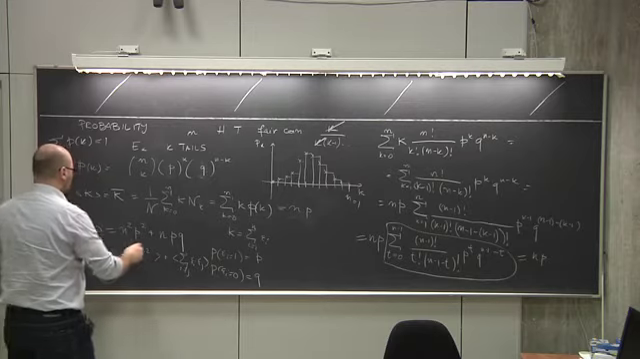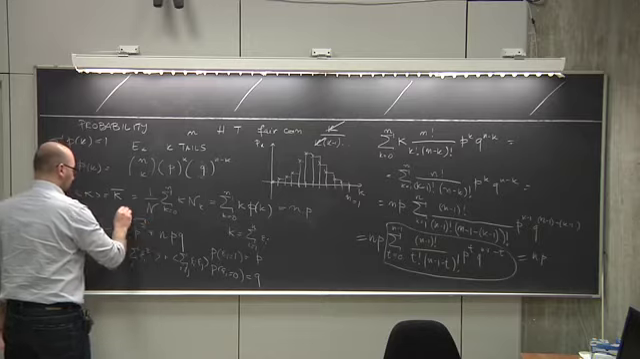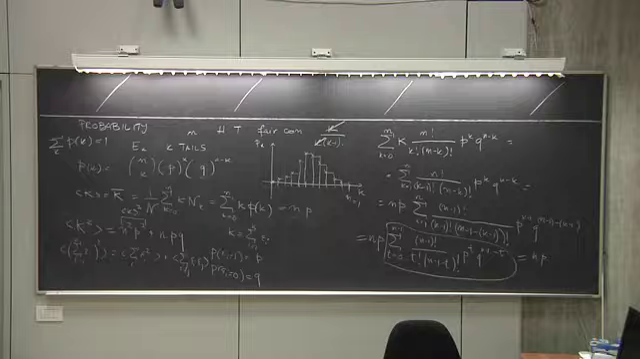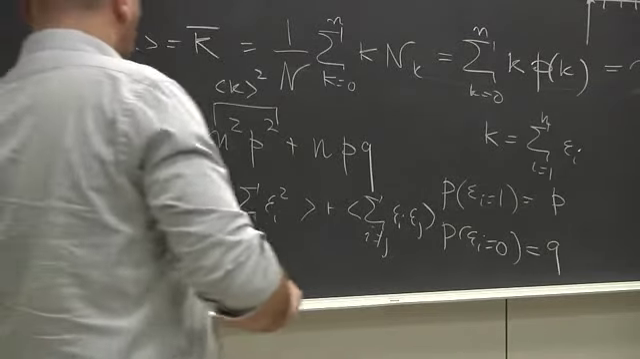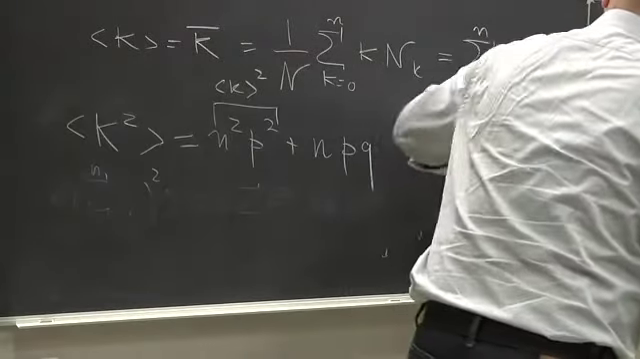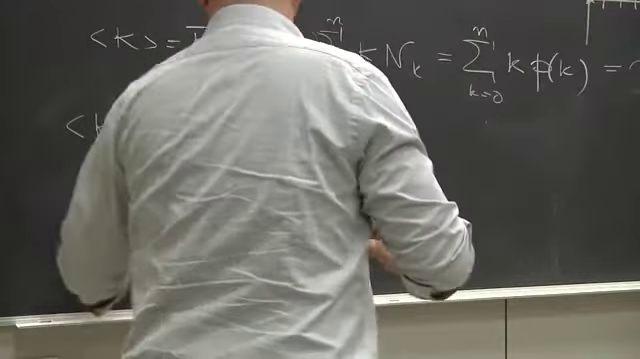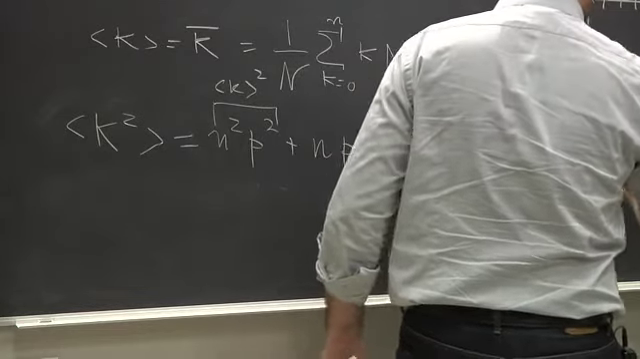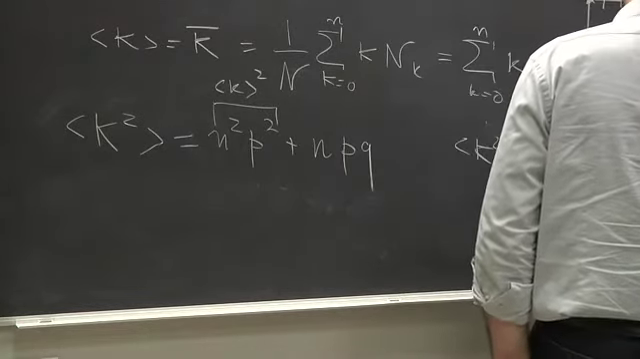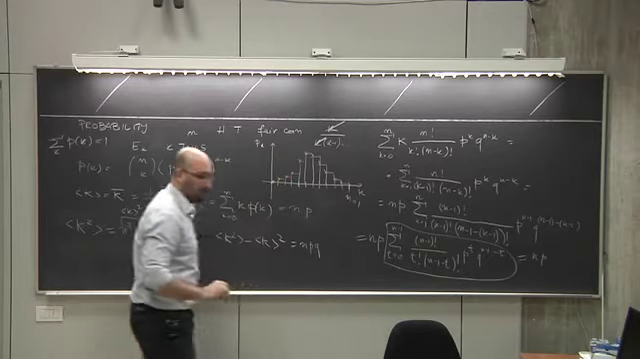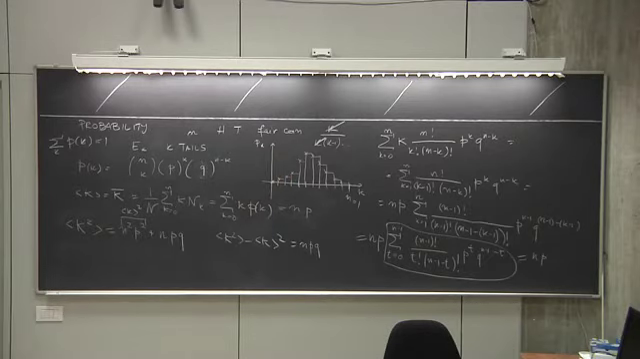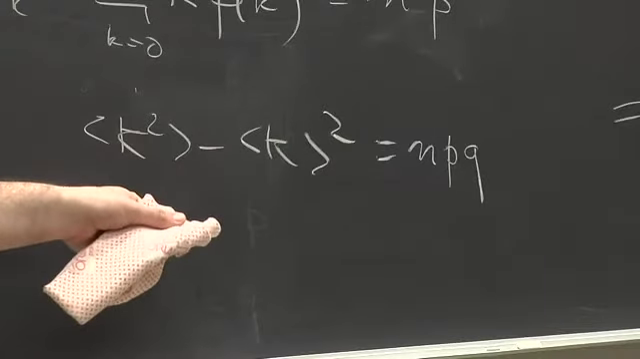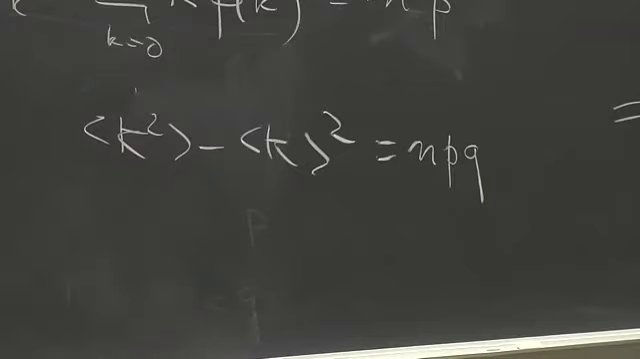But one thing that I wanted to show you is that this thing here is the average of k squared. Okay? So, sorry, I need a little bit of room here. The average of k squared minus the square of the average of k is equal to n times p times q. What is this thing called? The variance, or the standard deviation.